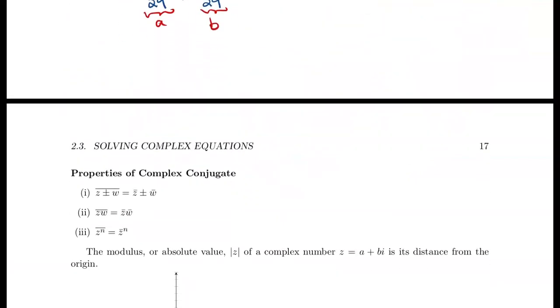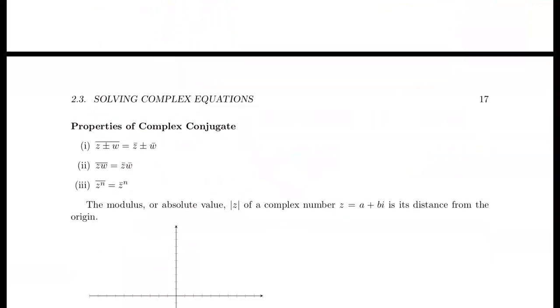So these are some properties of the complex conjugate. If we have the conjugate of z plus w or minus w, that would just be the sum of the conjugate of z and the conjugate of w. If we have the conjugate of the product z times w, that would just be the product of the conjugates of each individual one. And if we have the conjugate of z to the power n, it would just be the conjugate of z to the power of n by itself.